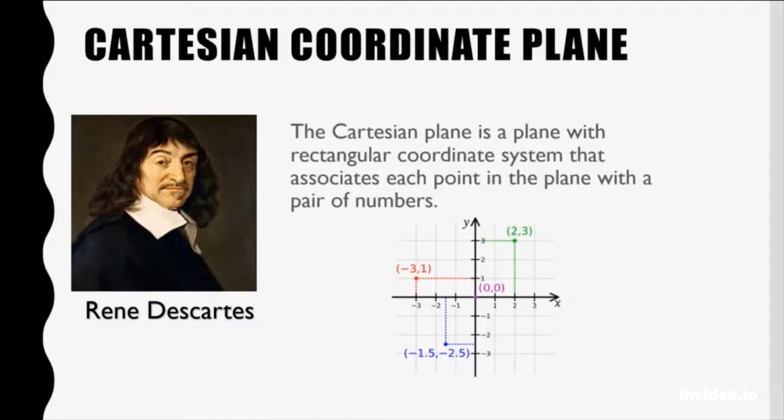So what is the Cartesian plane? The Cartesian plane is a plane with a rectangular coordinate system that associates each point in the plane with a pair of numbers. Basically, it is just putting an address on every point on a plane.